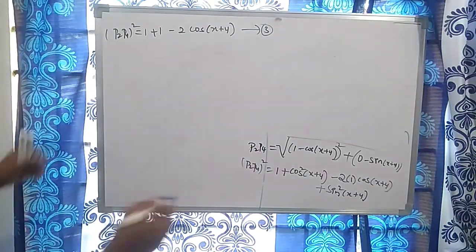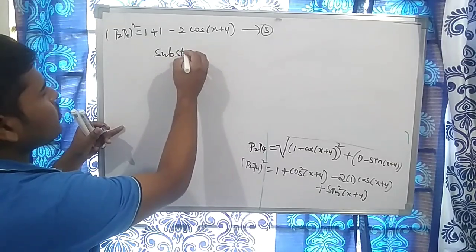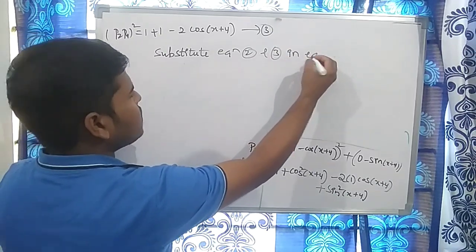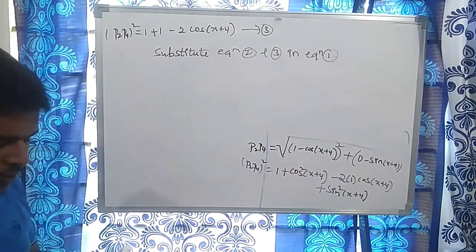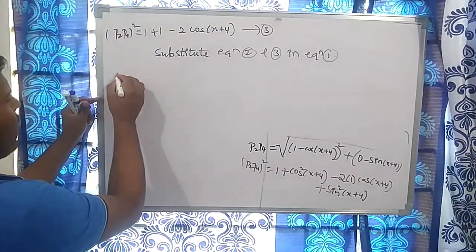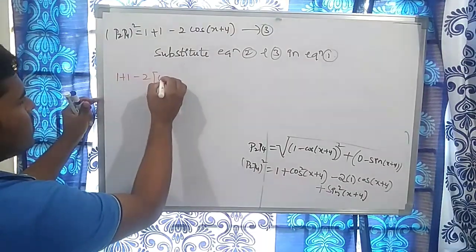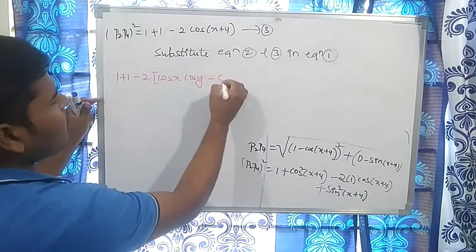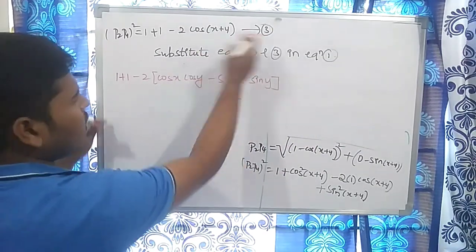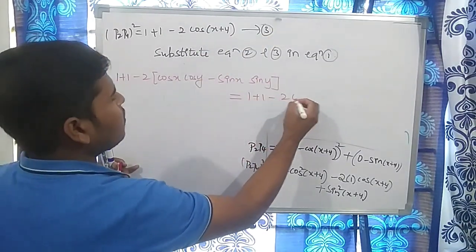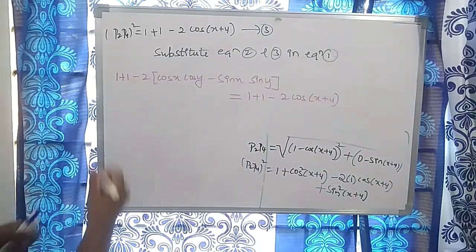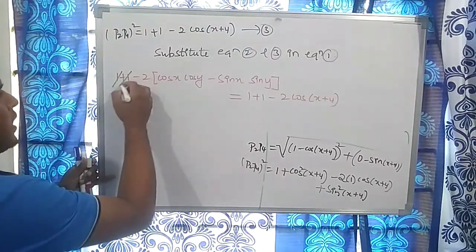Next step is to substitute equations 2 and 3 in equation 1. Here equation 2, the LHS, is p1 p3 whole square. We get 1 plus 1 minus 2 times cos x cos y minus sin x sin y. That is the left hand side, and it is equal to the right hand side, equation 3: 1 plus 1 minus 2 cos of x plus y. Very easy thing. Next step: 1 plus 1 on both sides, we can directly cancel.